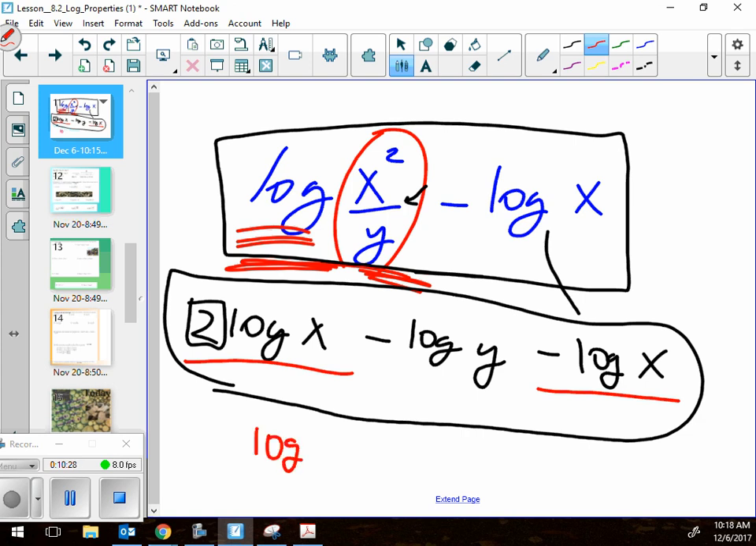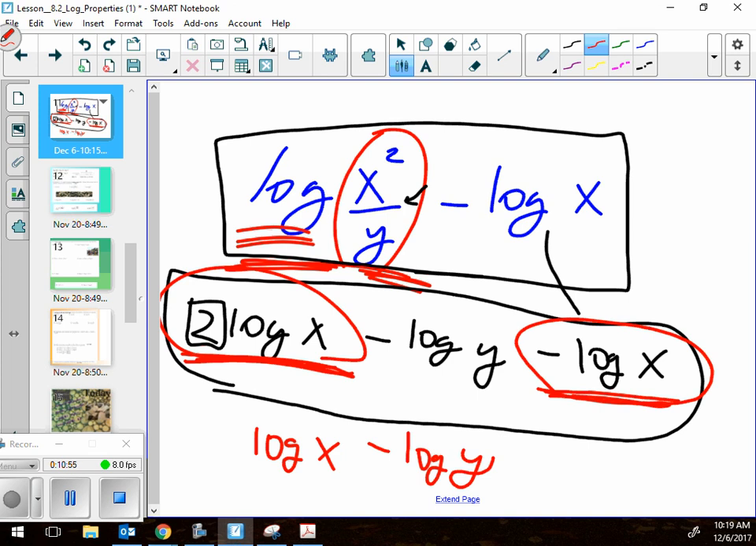Log x is positive. It's not negative log x. There were 2 of them over here, subtracting off 1. 2 log x minus 1 log x makes log x minus log y. There, that's expanded and simplified. And I know that's kind of counterintuitive because you're like, well, now it's smaller than it was. Yeah, expand, but also simplify, as in put things together that can go together. Simplify it if you can.